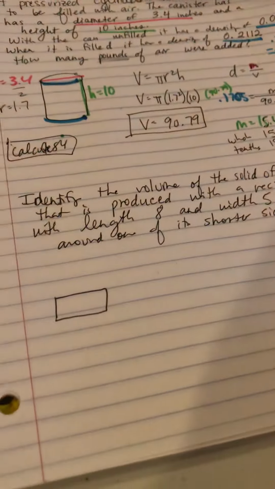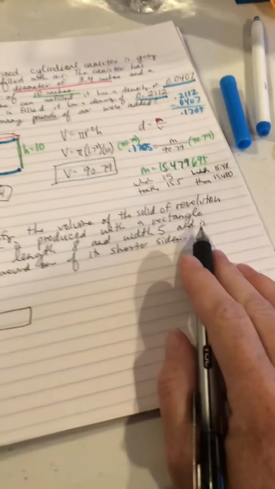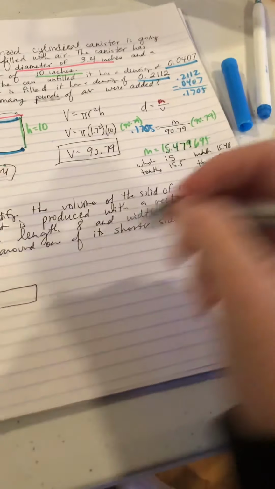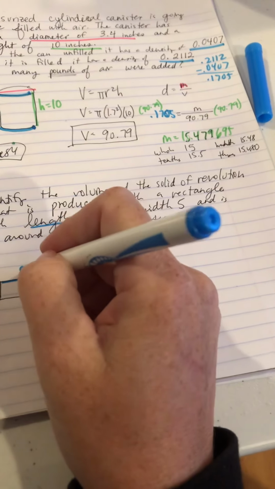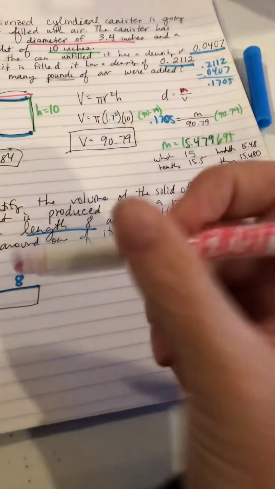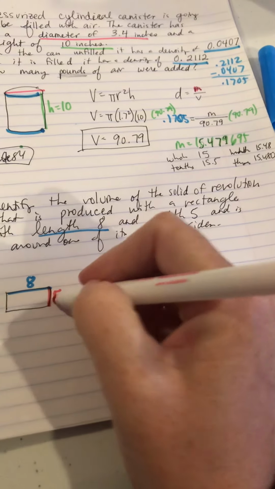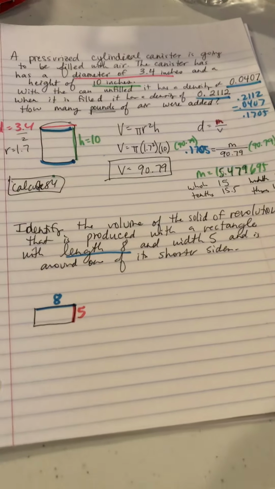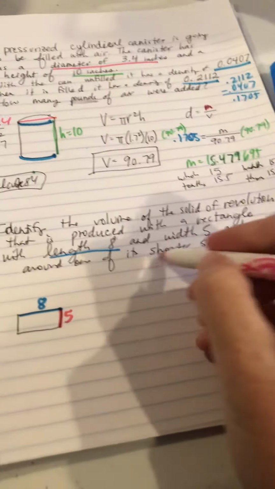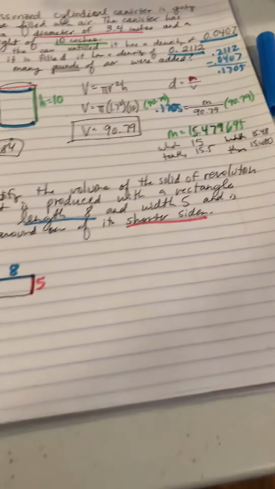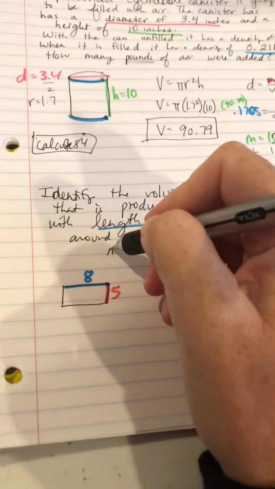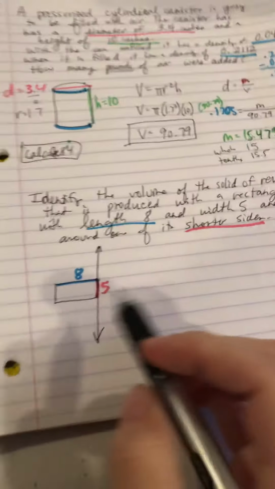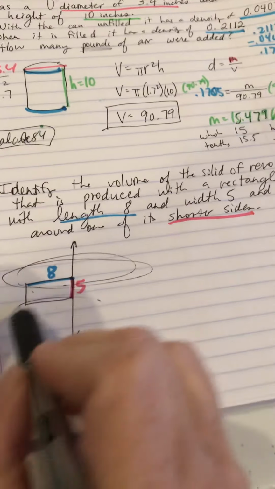Okay, and then the second question was, identify the volume of a solid of revolution that's produced with a rectangle with a length of 8. So they just told me my length is 8, and my width is 5. And it says around one of its shorter sides. That's what matters right there, it's rotating around the shorter side, which means that little line would go right here. And I'm going to rotate it around.